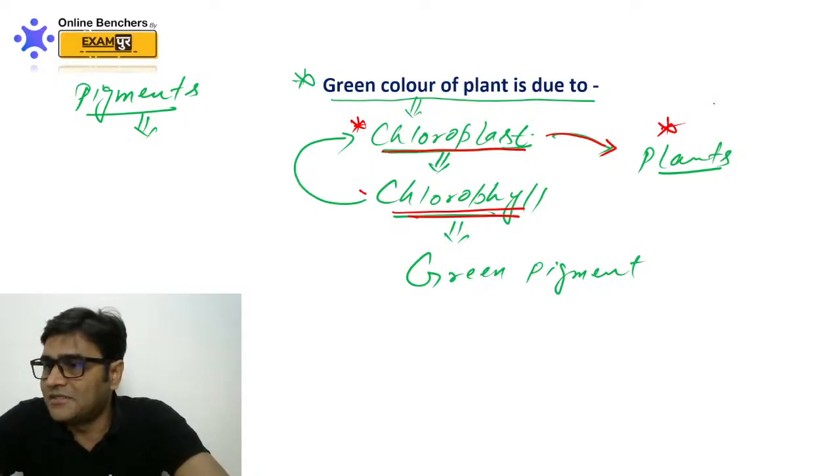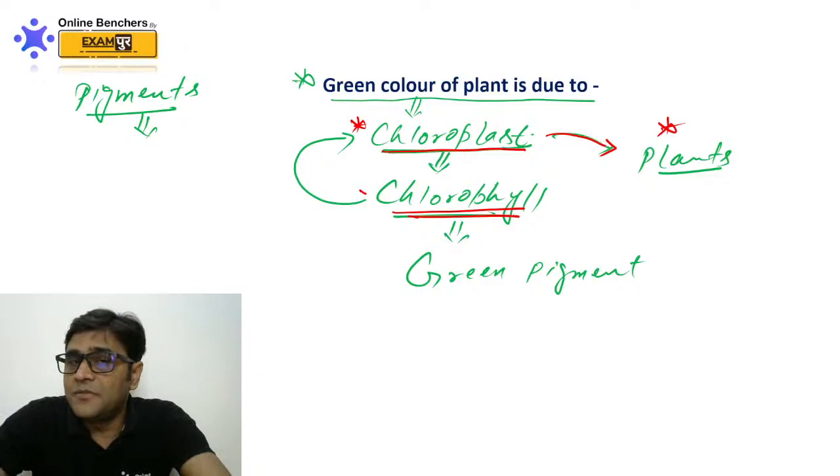Is it clear or not? So, chlorophyll is actually a green pigment present in chloroplast of the plants. So, due to presence of chlorophyll, chloroplasts are green, and due to presence of chloroplasts, plants are green. Very, very important. Is it clear or not? If clear, please comment. If you still have any doubt, you can ask, please.